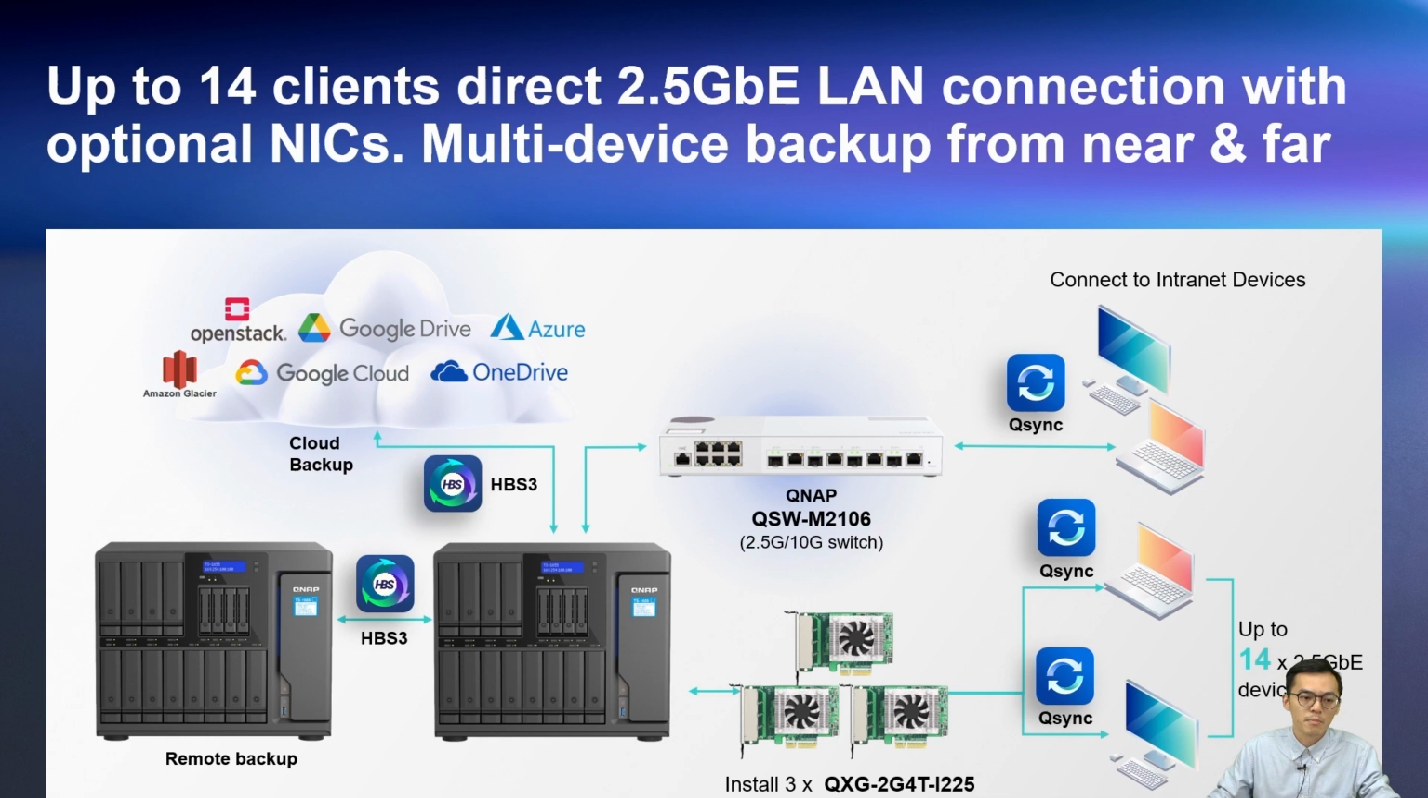And multiple devices can be backed up to the TS-1655 in a centralized way. It can also be combined with HBS 3 to complete a backup 3-2-1 strategy to protect your data. Let's start from the right. By installing 3 QXG-2G4T-I225, which is a 4-port 2.5 gigabit network card, and adding the existing 2 ports, the TS-1655 can directly connect up to 14 2.5 gigabit Ethernet devices.